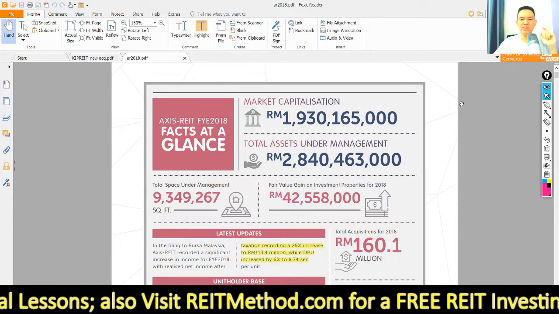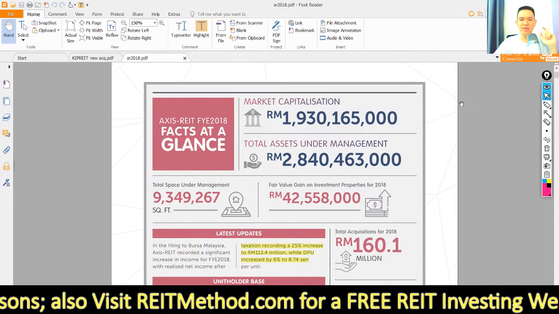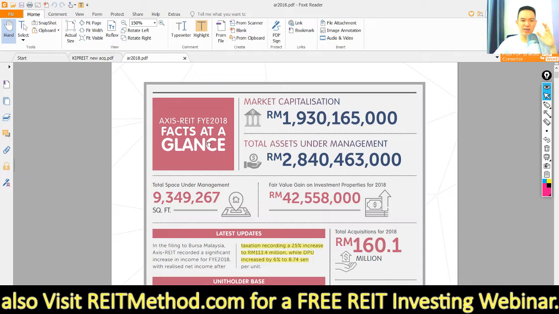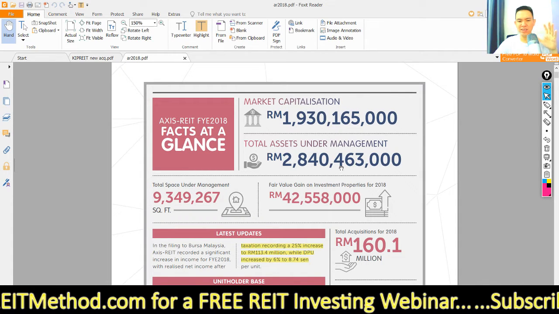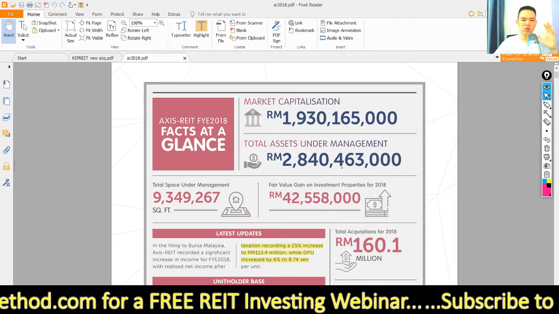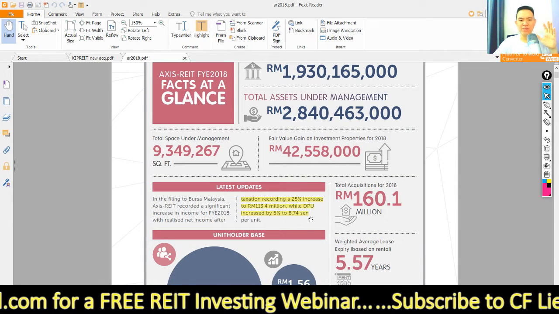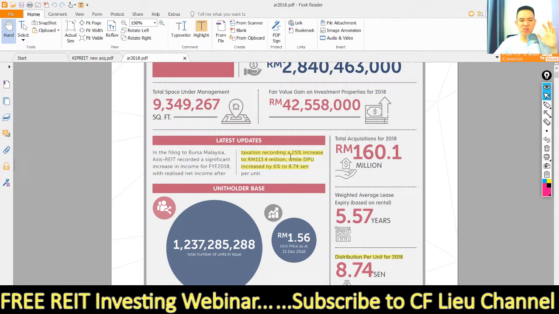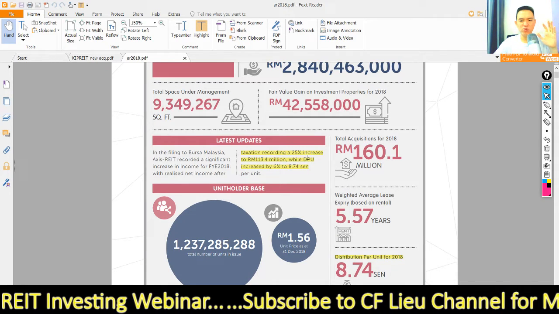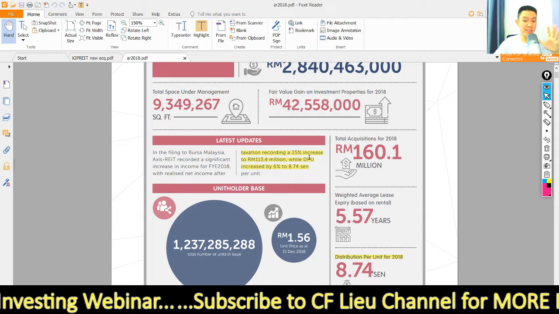The first thing I want to look at: normally a good annual report will have a so-called at a glance section to say what the market cap is, what the total assets of the properties under the REIT are, what the total space under management is, and so on. This is what I highlighted. It recorded a net income after tax increase of 25%. That is huge, right? That is huge.